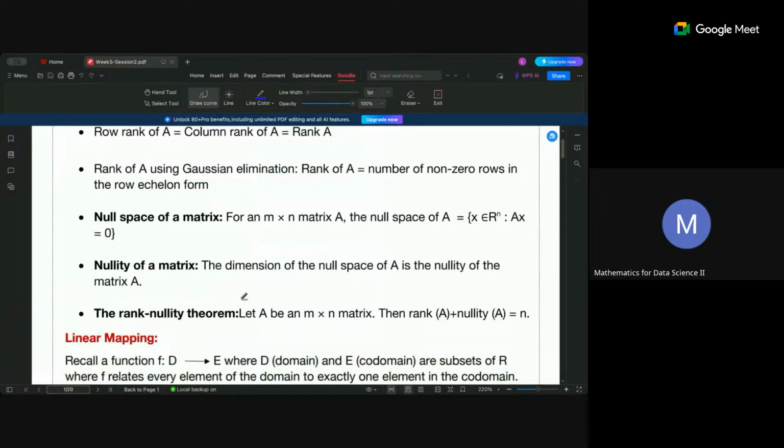Next, what is the rank nullity theorem? The rank nullity theorem says that if you have an m by n matrix, rank of A plus nullity of A gives you the number of columns of the matrix. If you know one of them, either rank or nullity, then you can identify the other using this rank nullity theorem. Okay, fine.